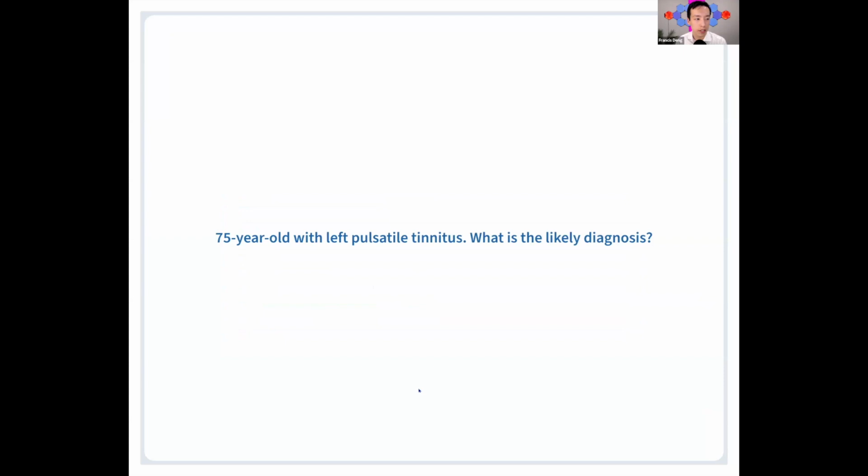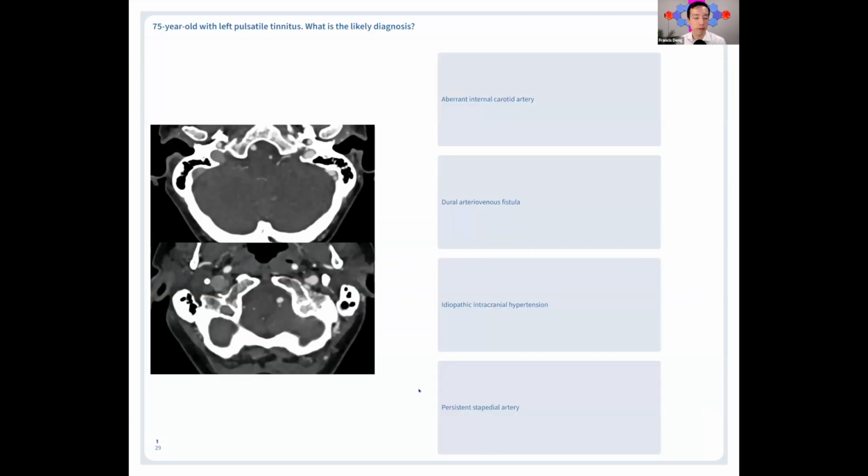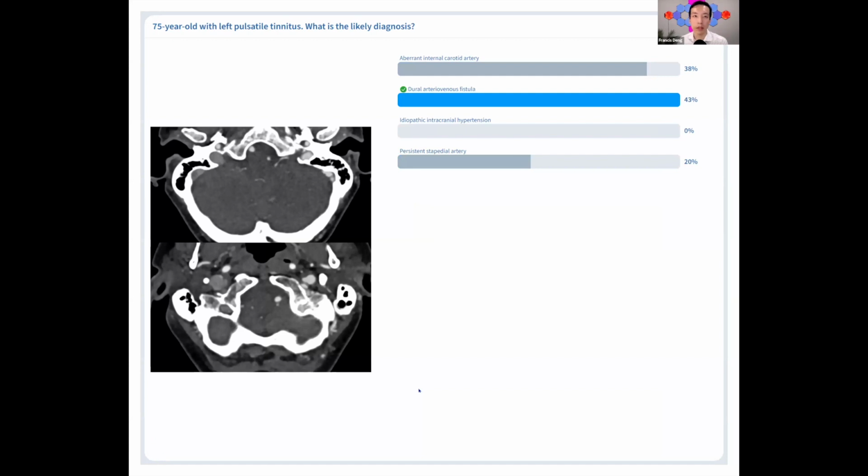The next case is a 75-year-old with left pulsatile tinnitus. What is the likely diagnosis? I'm showing you serial cuts on a CT angiogram performed for the evaluation of pulsatile tinnitus. I'm telling you the abnormality is on the left. A plurality of you got the correct answer, which is dural arteriovenous fistula.